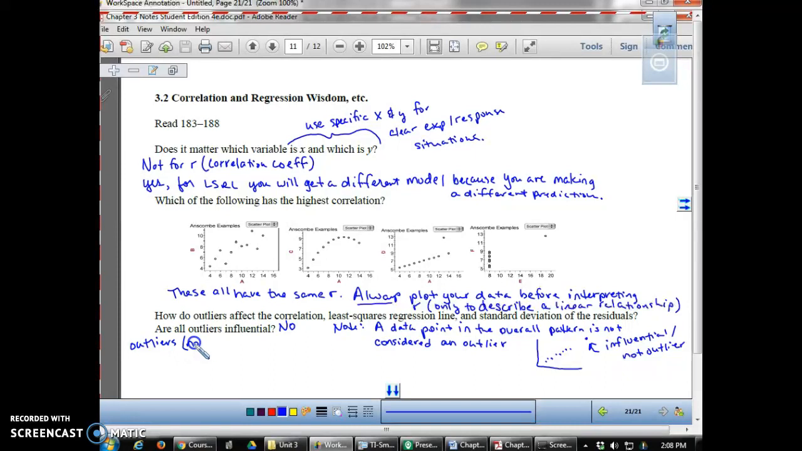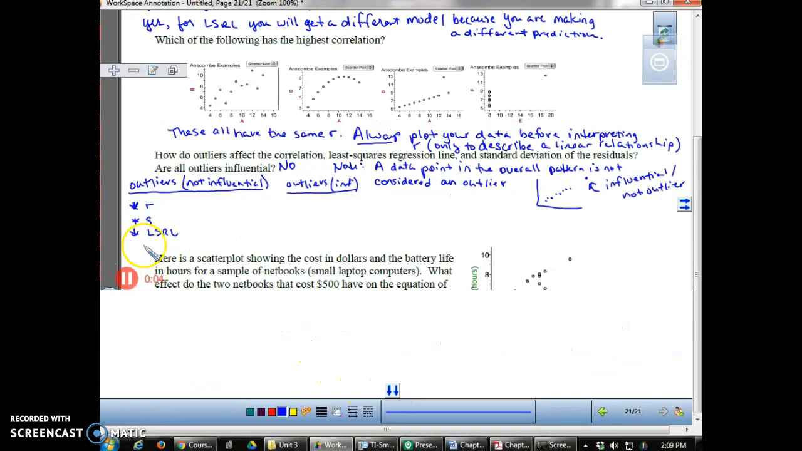Okay, so let's talk about these outliers that are not influential and their impact, and then also the outliers that are influential and their impact on your R, your least squares regression line, and the standard deviation. So we have R, we have S, we have the least squares regression line or the model itself, and then we also have the residual plot. I'll talk about the residuals.